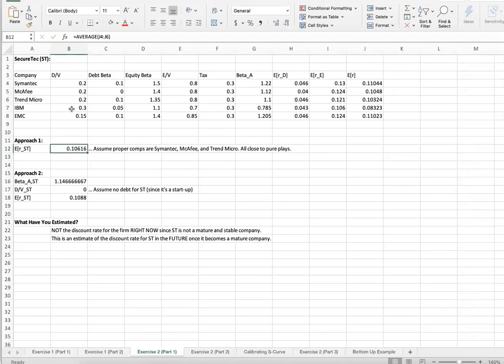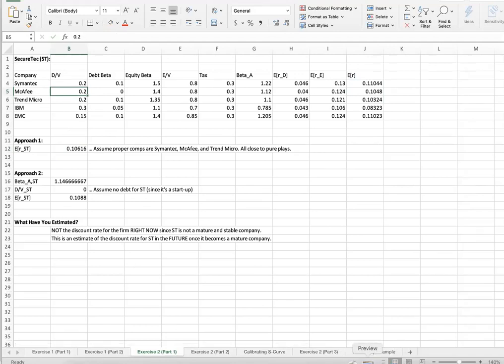So that gives us a discount rate of 10.6%. Again, the spreadsheet I posted online is slightly different because I had entered the data with different D over Vs for each of these 3 companies. But in my slides, I made it 20%. So I'm just changing the numbers in this case here. So let's just go with this 10.6%.